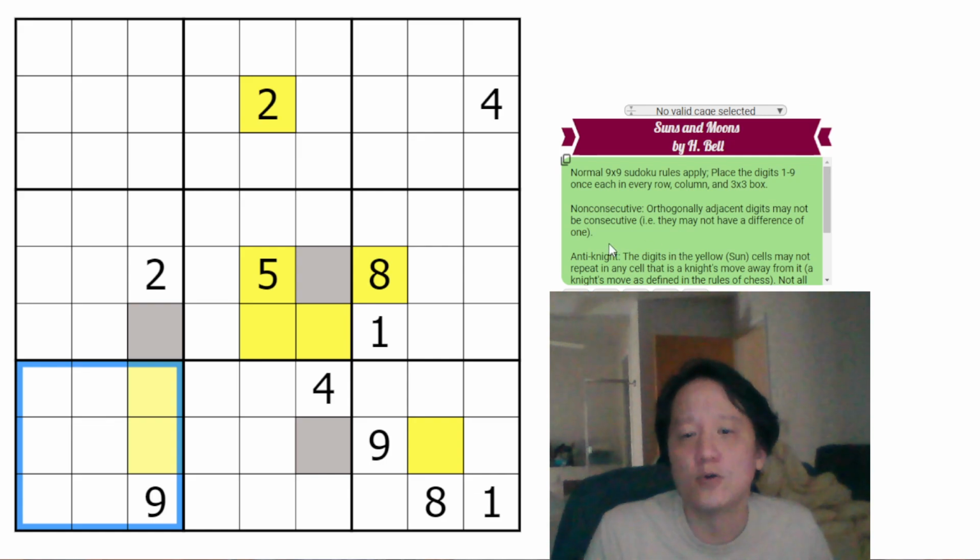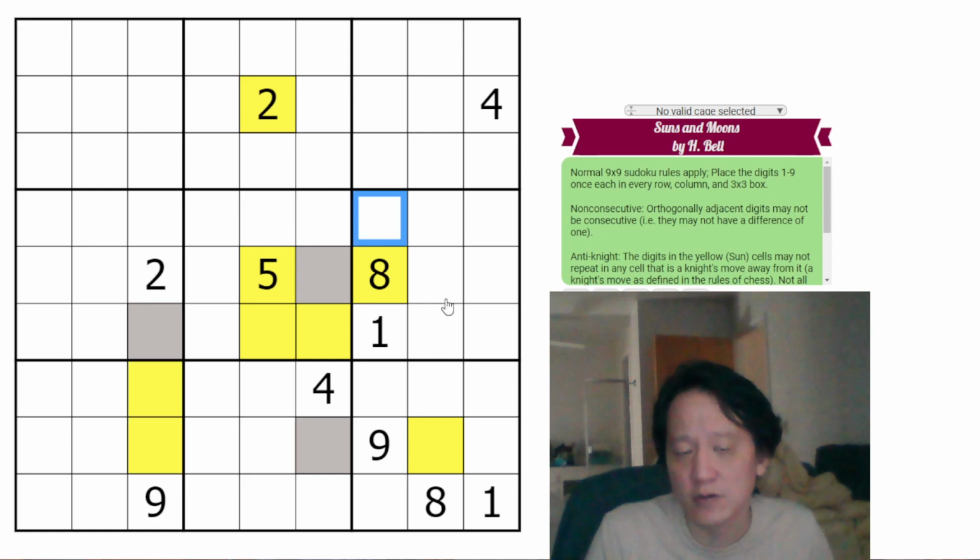Non-consecutive. Orthogonally adjacent digits may not be consecutive. That is, they may not have a difference of 1. So, for example, this cannot be a 7 or 9. This cannot be a 7 or 9. This cannot be a 7 or 9. Same, this cannot be a 3 or 5 in any of these three spots because they're consecutive. Orthogonally means that they share an edge. So this is not orthogonally adjacent, but this is.